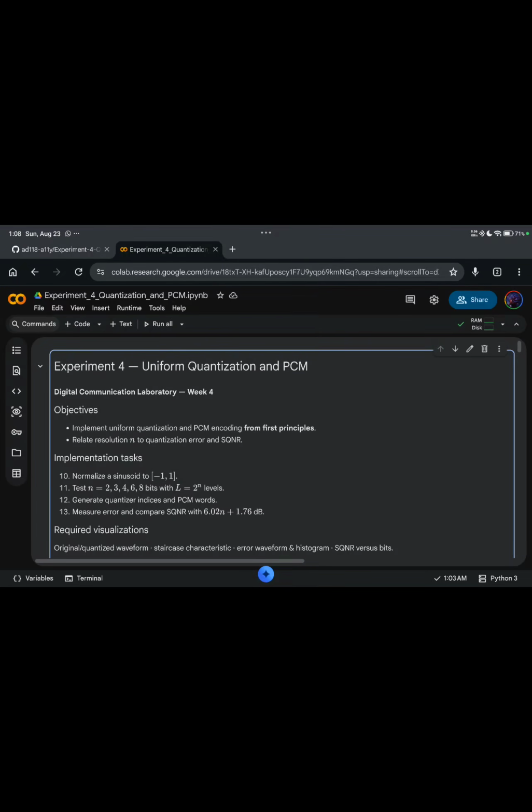Hello, sir. Welcome to my presentation on the experiment for uniform quantization and conformal validation, also known as PCM. In this experiment, I will demonstrate how a continuous sinusoidal signal is converted into digital form.